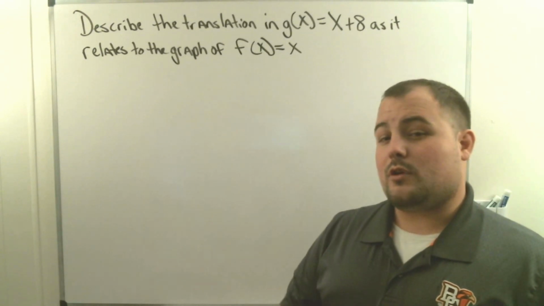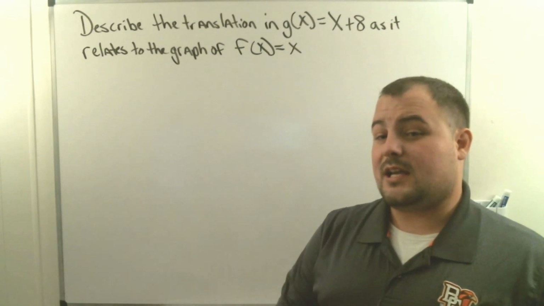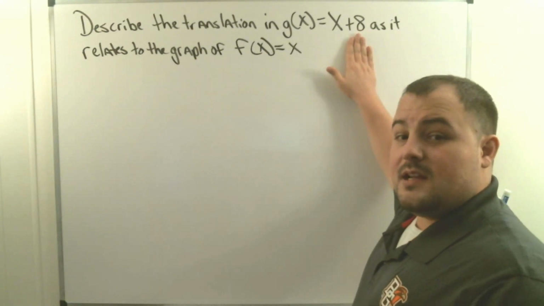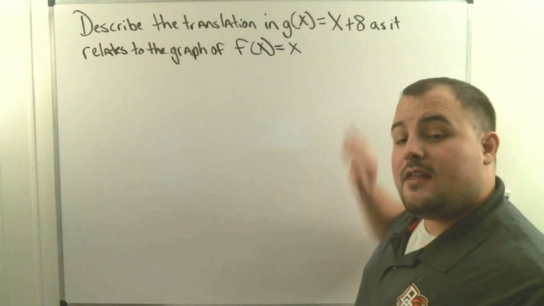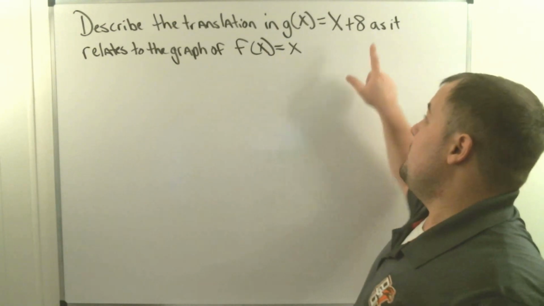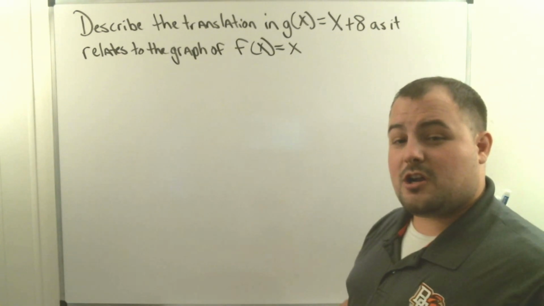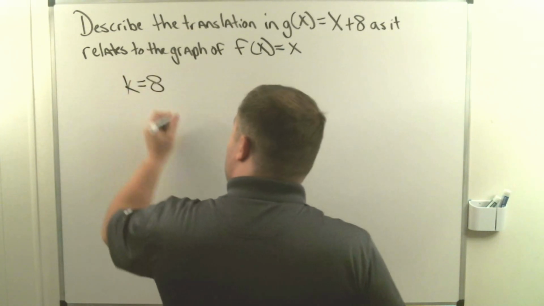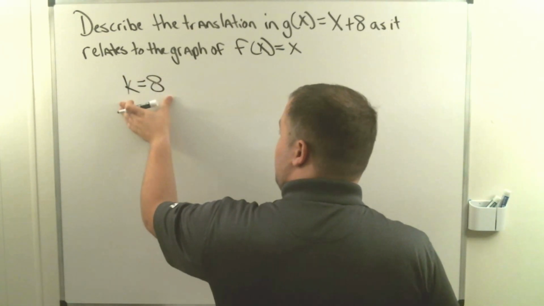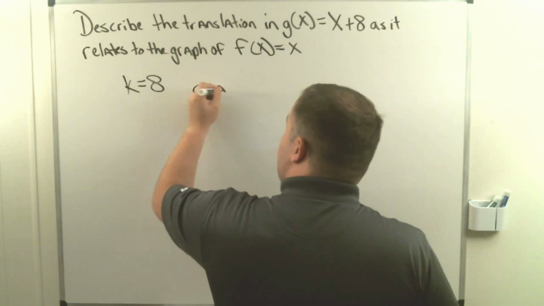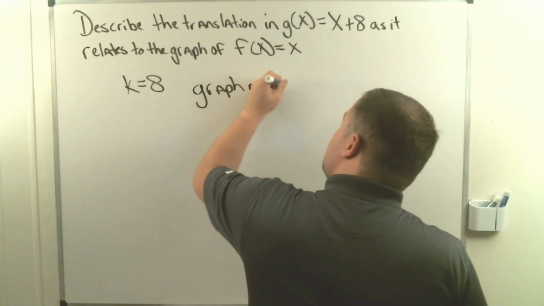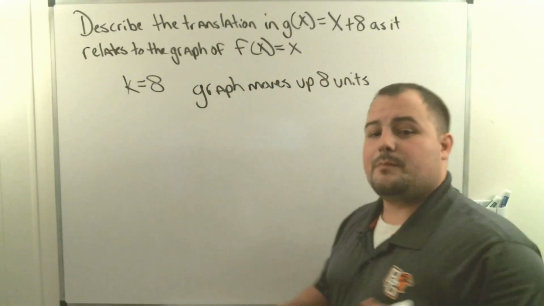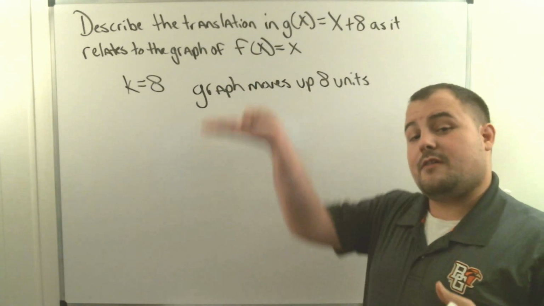So what we're looking for is a number either adding or subtracting at this point. Something bigger than 0, something smaller than 0. And that's that 8. Since it's adding or subtracting at the end, that's going to move a graph up or down, because this is the k value that we're talking about. So in this problem, k is equal to 8, which means that since that's a positive 8, our graph moves up 8 units.